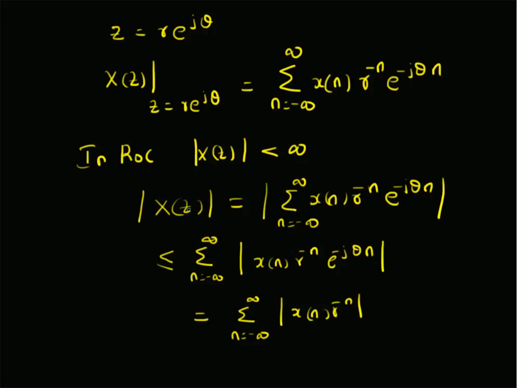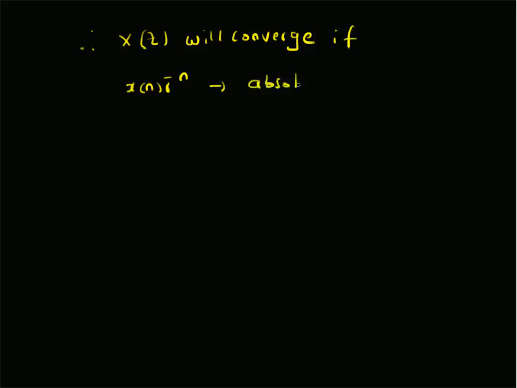So the absolute value of X of z is always going to be less than the sum of the absolute values of x of n r power minus n. In other words, the function X of z will converge when x of n into r power minus n is absolutely summable. Therefore, X of z will converge if and only if x of n r power minus n is absolutely summable.